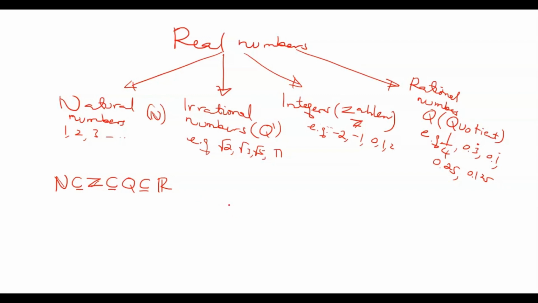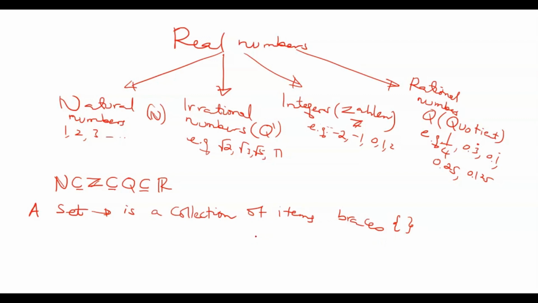We use sets when we're using a collection of things. A set is a collection of items. It could be numbers or anything you can think of. So we use braces, which look like that.